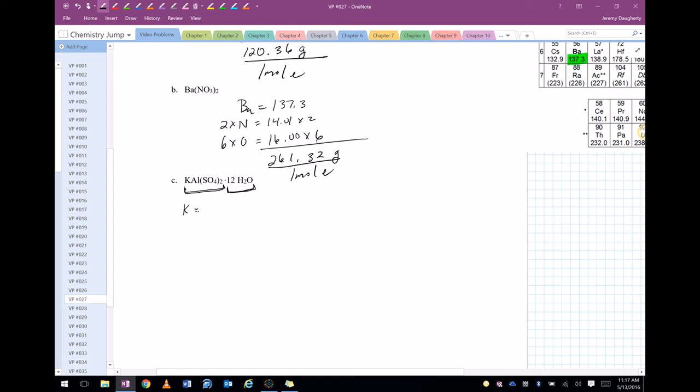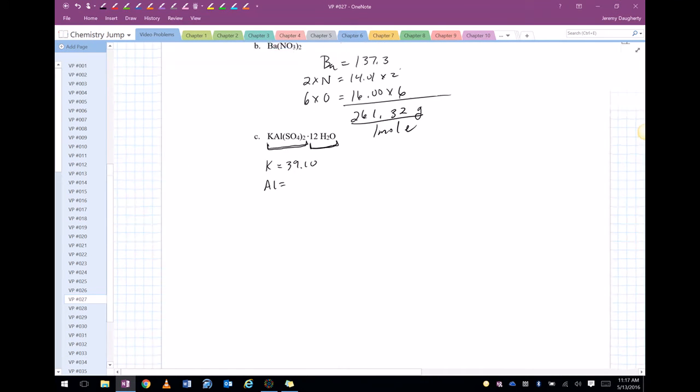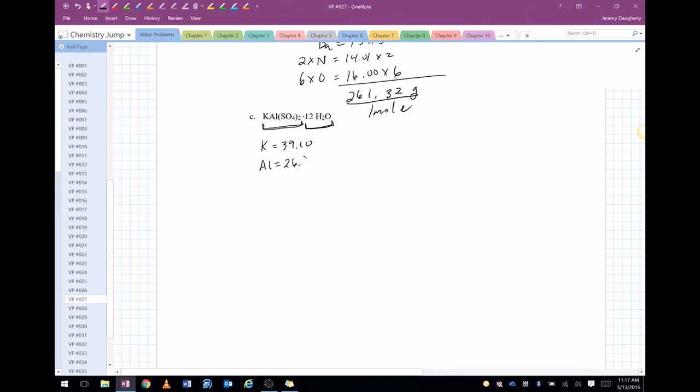We've got potassium. Let's see what potassium is: 39.10. I've got 1 aluminum, which is 26.98. I have 2 sulfurs, and each sulfur is 32.06. Then I've got 8 oxygens, and each oxygen is 16.00. So I have that. And then I have 12 of these waters, and I just add them.